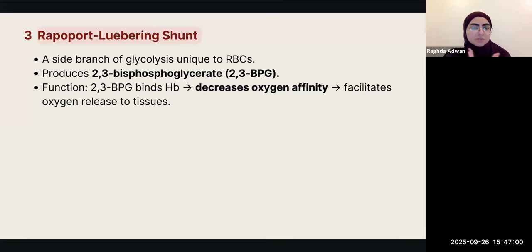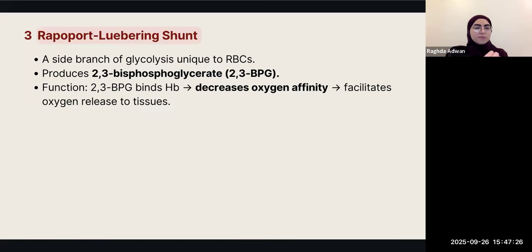The third pathway is the Rappaport-Luebering shunt. Now, this is the only time you're ever going to hear about this. It's not going to come up in MOL, or in second year or third year or anywhere. It's a very specific pathway for blood cells. It was covered in your lecture, so I'm going to have to explain it. Very simple. It's just a form of glycolysis that is unique to red blood cells, and it's there to produce 2,3-BPG, 2,3-bisphosphoglycerate. Why is 2,3-BPG needed?